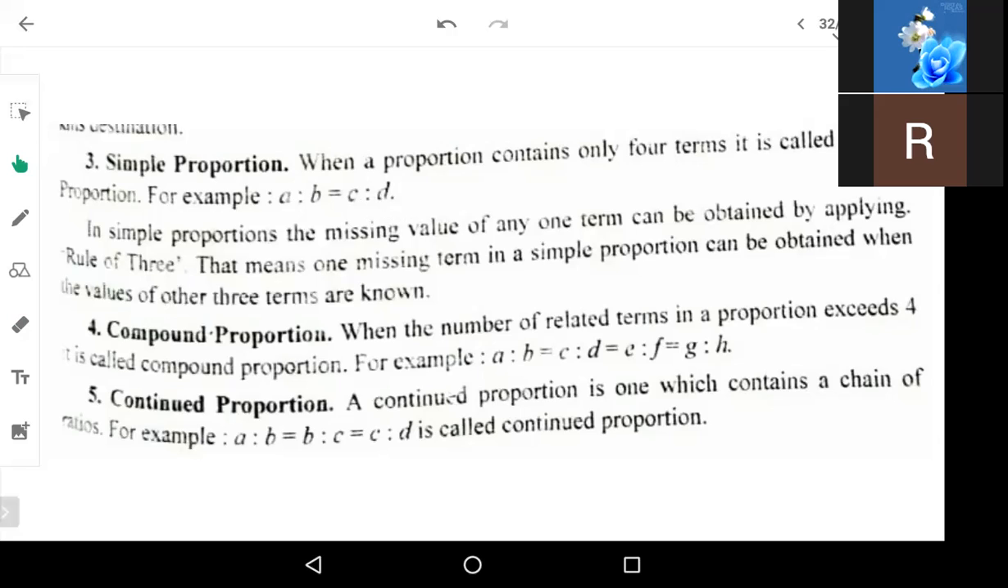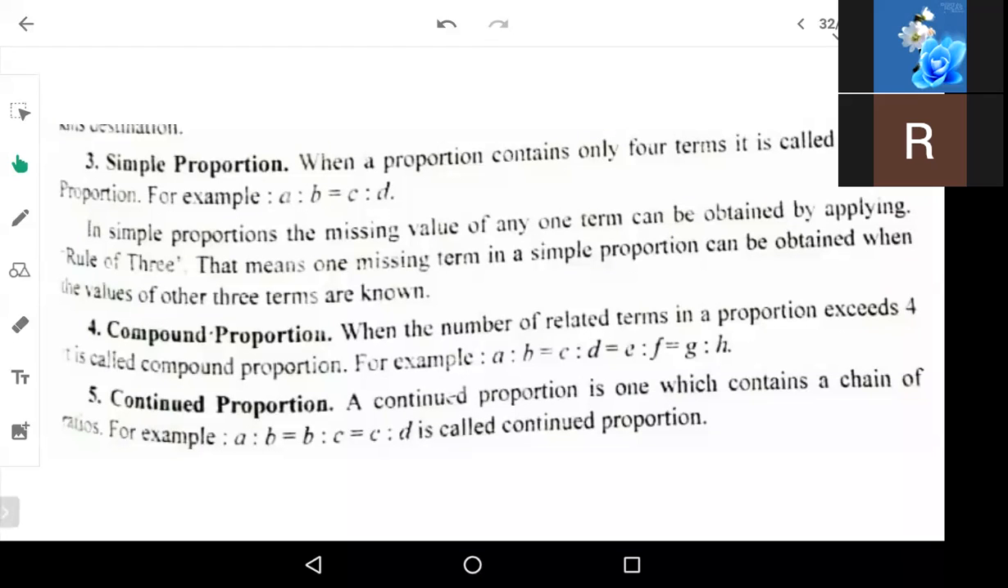Now after that, the next one is compound proportion. Compound proportion is nothing but when the number of related terms exceeds 4. Now you just had A is to B is equal to C is to D. Correct? Now you have A is to B, C is to D, E is to F, G is to H. So you have more than 2 ratios involved in the proportion. That is called compound proportion, when you have more than 2 ratios. So that is simple and compound.